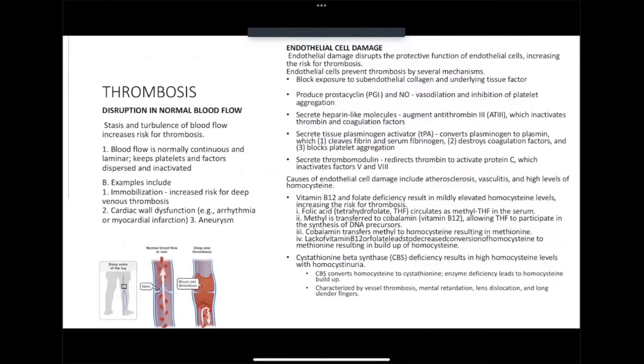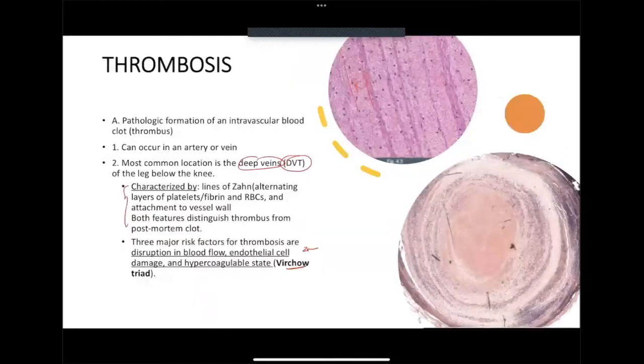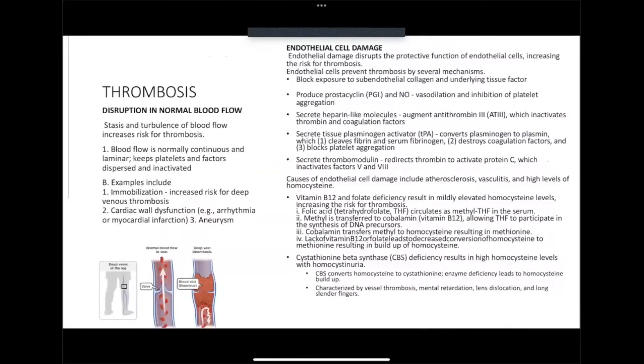Anyway, so thrombosis, like I said before, the three main reasons: disruption of blood flow, endothelial cell damage, and hypercoagulable states. So the first one is that normally blood flow is supposed to be dynamic. You're supposed to have just free flow. But if you have a situation where you have stasis of the blood, or if it's turbulent, which can damage the vessels, you will have formation of clots. So, for example, people who have a sedentary lifestyle, they're always sitting, hardly ever standing up and moving, they're at risk of forming deep vein thrombosis.